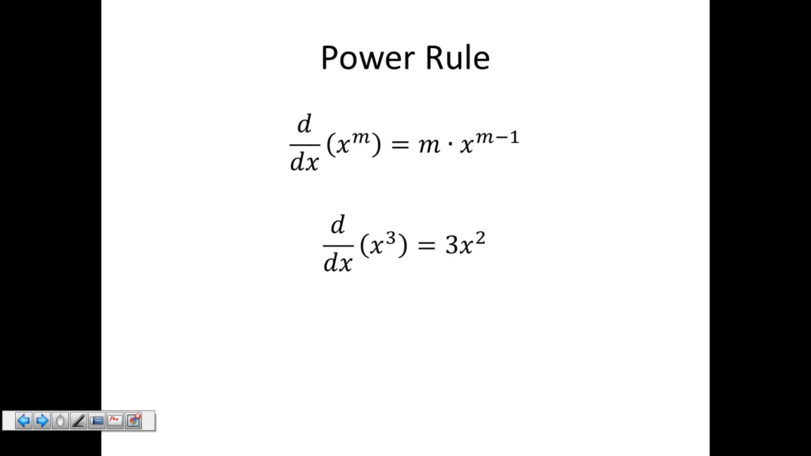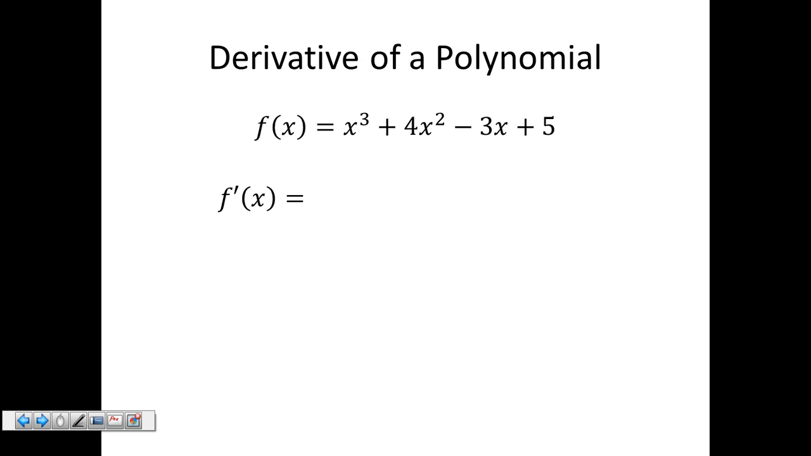Okay, so now let's apply all of these rules and take the derivative of a polynomial. So the first thing I'm going to do is realize, because of these sum and difference rules, I can deal with each of these chunks separately. I don't have to deal with the whole thing all at once. I'm just going to deal with each term in this polynomial separately, and I'll just preserve whatever sign is in here. So I'll take the derivative of the first term plus, take the derivative of the second term minus, take the derivative of the third term plus, and take the derivative of the fourth term.